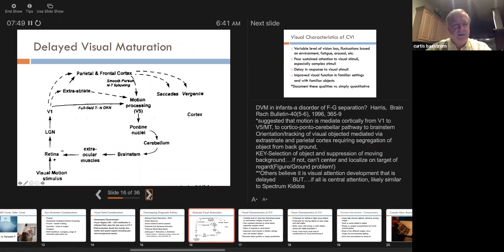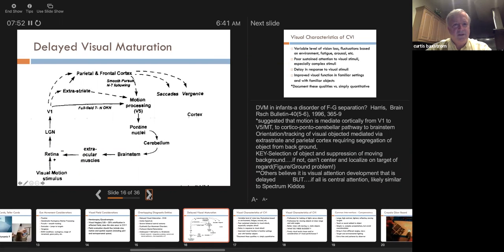But here's the image of the delayed visual maturation. If you notice, this is really quite the same thing as a CVI diagnosis. You're looking at all cortex and those issues, but also remember brainstem function too.